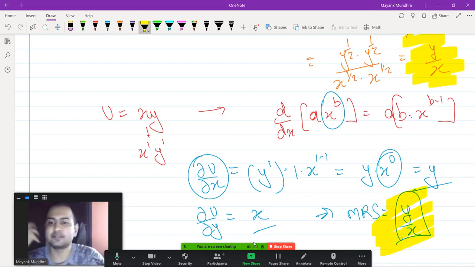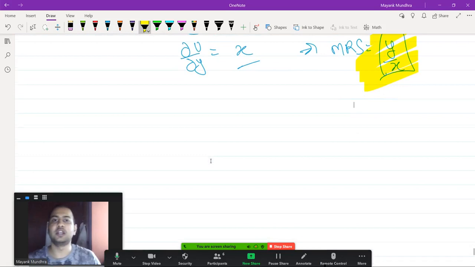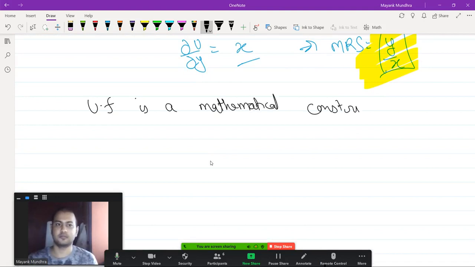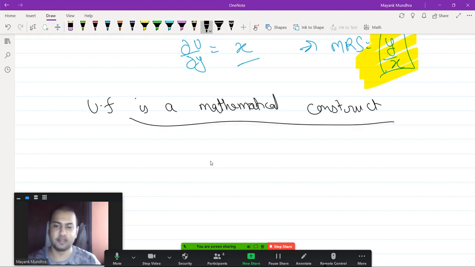Okay, so MRS is the same even when we do a monotonic transformation. So this is a very powerful result, because it tells you that even after doing a monotonic transformation, MRS does not change. Now the question is, why does it not change? Why does MRS not change after a monotonic transformation? So remember, I told you that utility function is a mathematical construct. It has no bearing in real life.